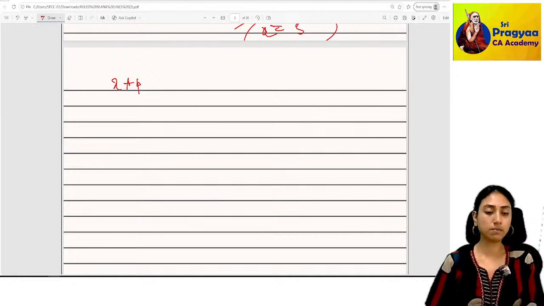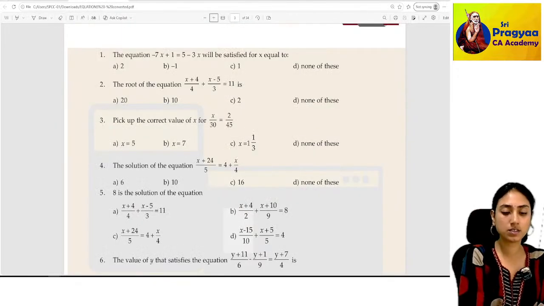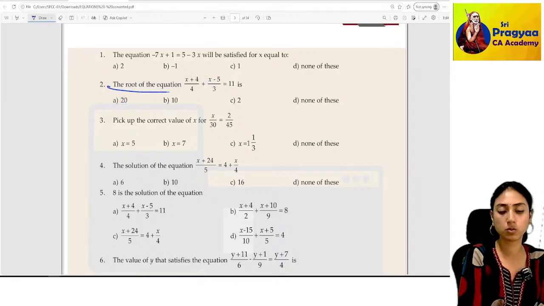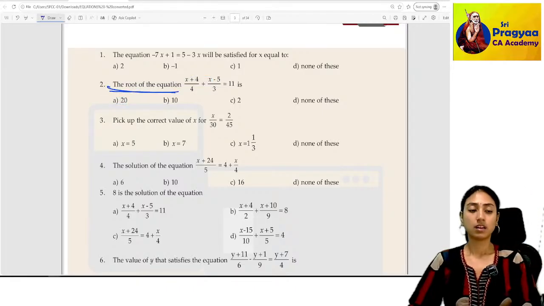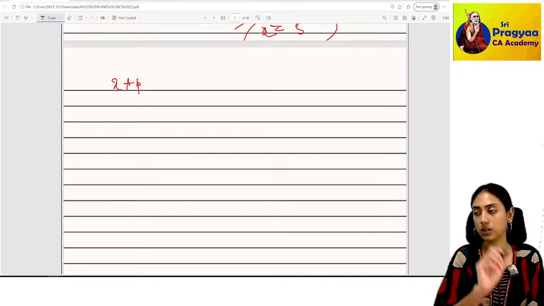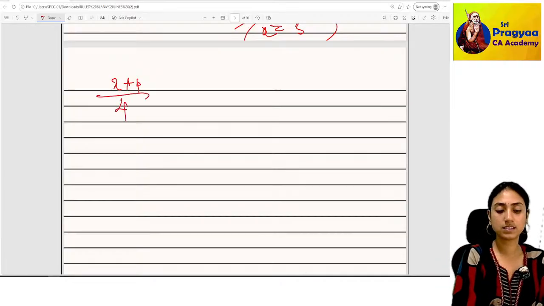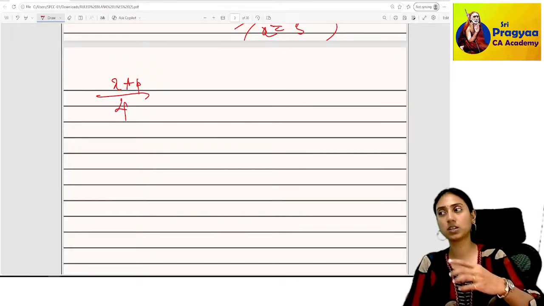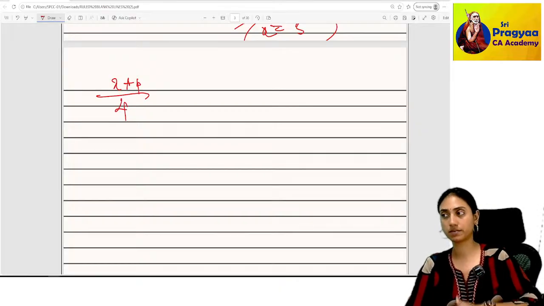So in the second problem, if you see, they have addressed it as a root of equation. What is the root of equation? What do you mean by root of equation? The x value. That's just the x value. I can say the x value, or the mathematical term for it is root of equation.